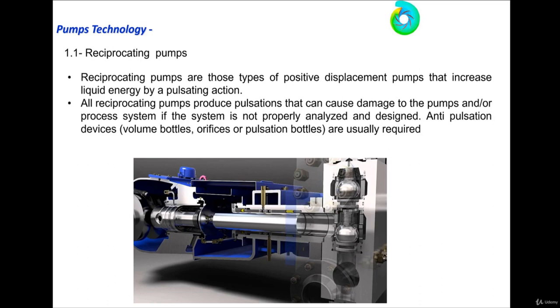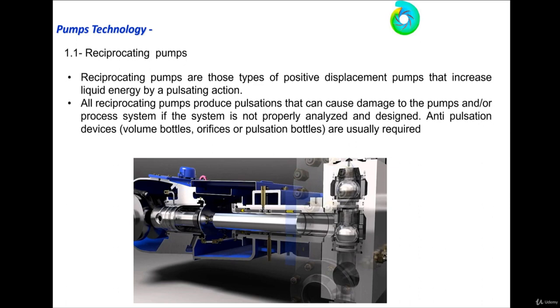Anti-pulsation devices are usually requested. Yes, in the discharge side of the pump, one of the main devices that must be installed is an anti-pulsation device, or what's called a pulsation damper. A pulsation damper is simply a vessel. This vessel is either empty, or it has a bladder that is filled with nitrogen at a pressure of about 70% or 80% of the operating pressure.